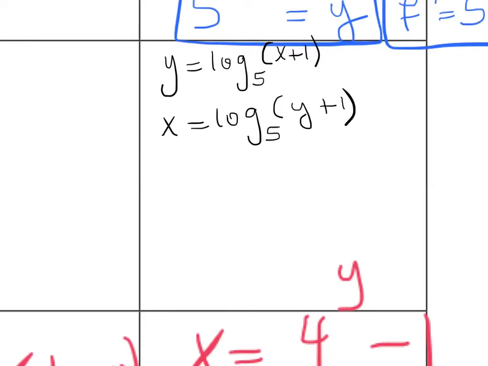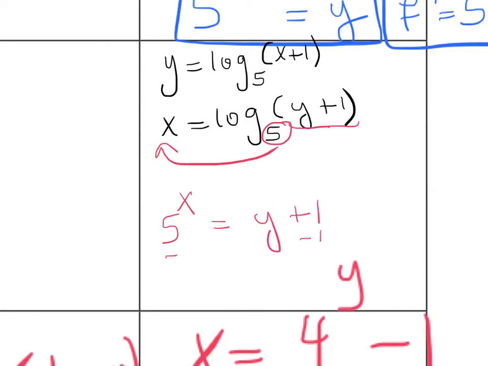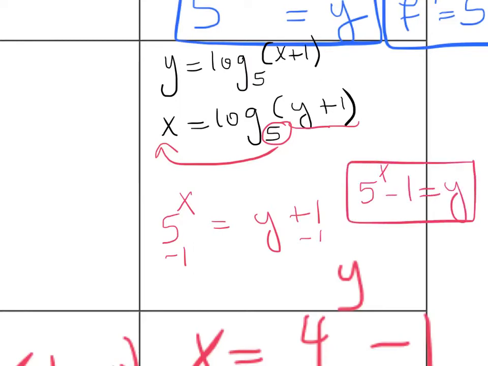Then you need to change it to exponential, so it's going to be the base to the power x is equal to the argument, which is y plus 1. But remember, we need y, so you need to isolate y, so it's going to be 5 to the power x minus 1 is equal to y, and that's going to be the equation of the inverse. Now, I hope this is helpful.